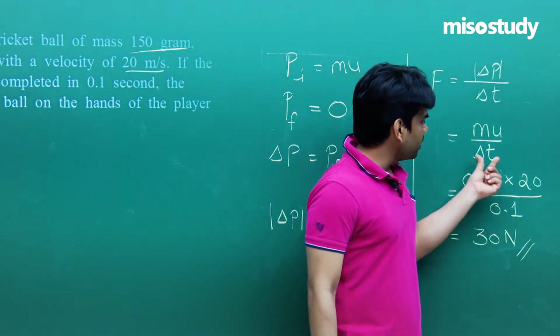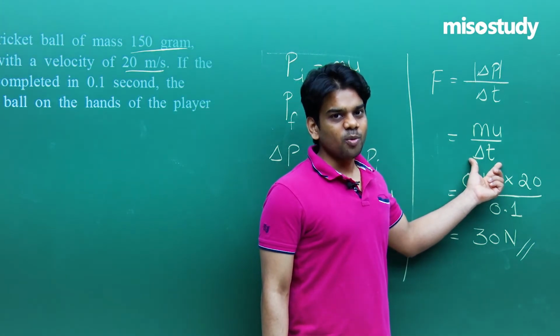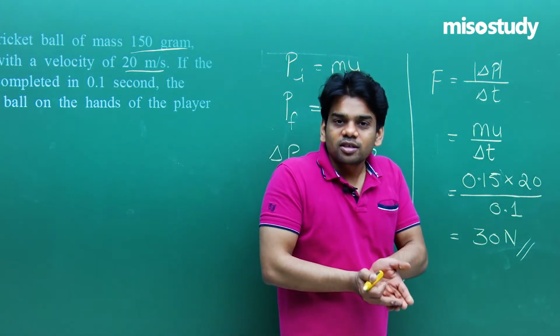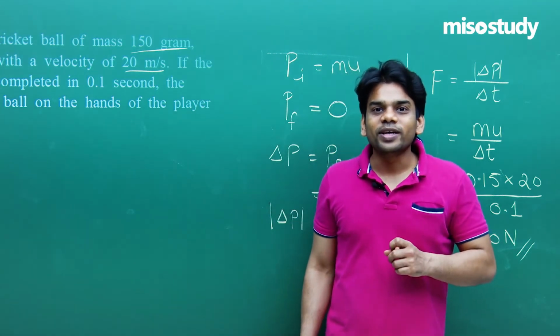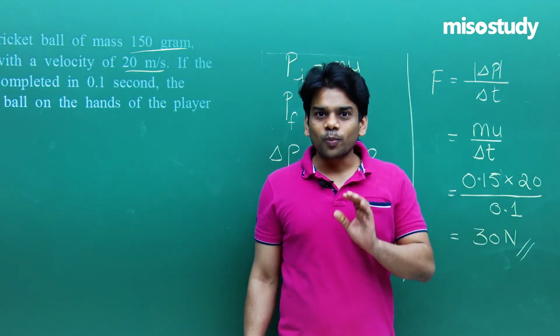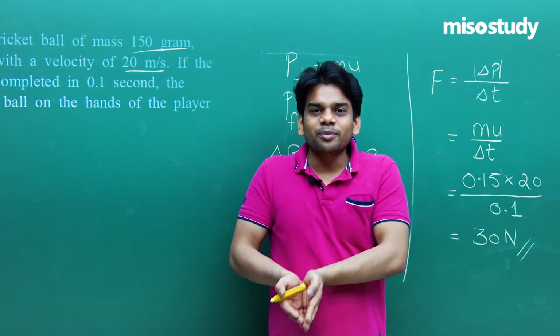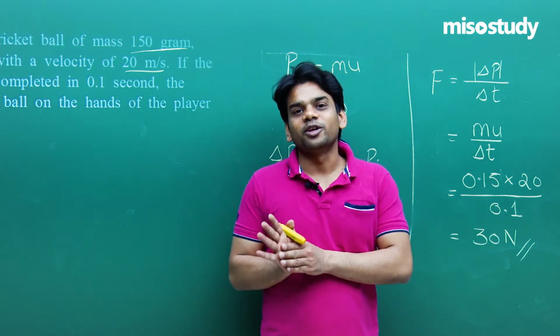Now one thing, can you see, time is in the denominator. Time is in the denominator. That means the more time you take to catch the ball, the less will be the force that the ball is going to exert on your hand. So whenever you play, when you want to catch the ball, try to shift your hand backwards so that the impact time can be increased. The pain on your hands will be reduced.